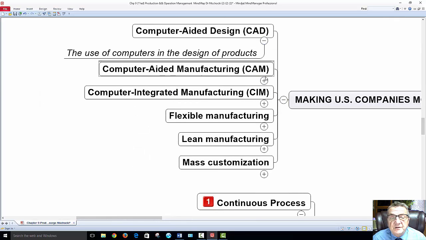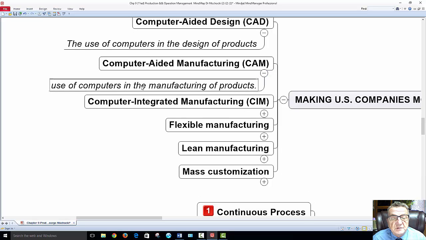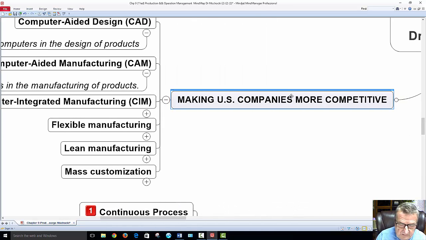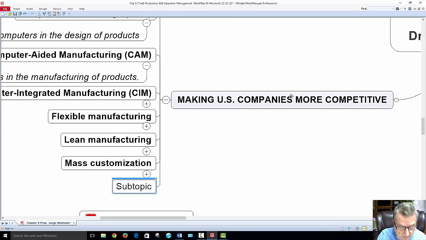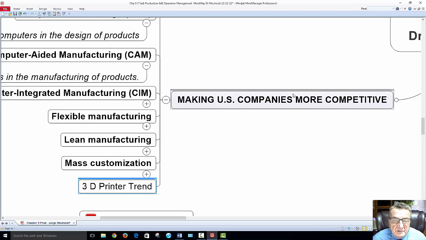You've got computer-aided design, use of computers to design. And you have use of computer manufacturing. And here I'd like to do a 3D printer. Did I put it in here? Let me just throw that in here. What the heck? I'm going to talk about 3D printer trend. Okay? And I just leave that on here. There's nothing new on it. I just added that on here because that's part of the production.